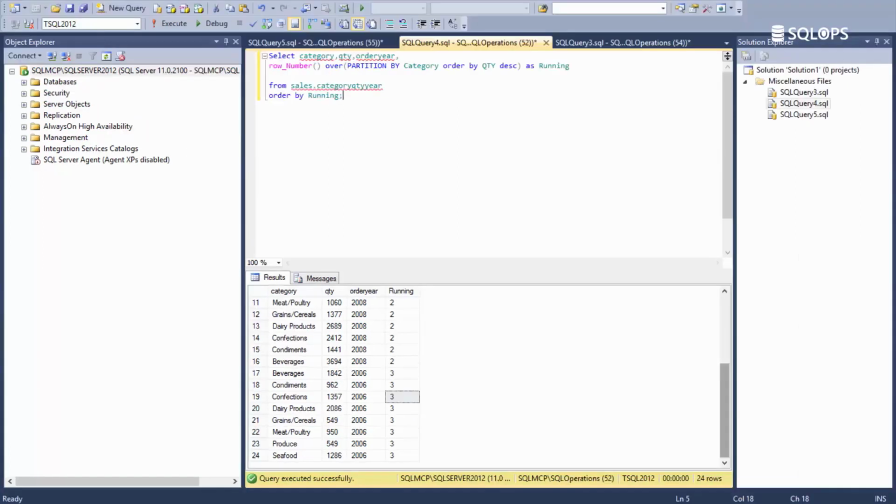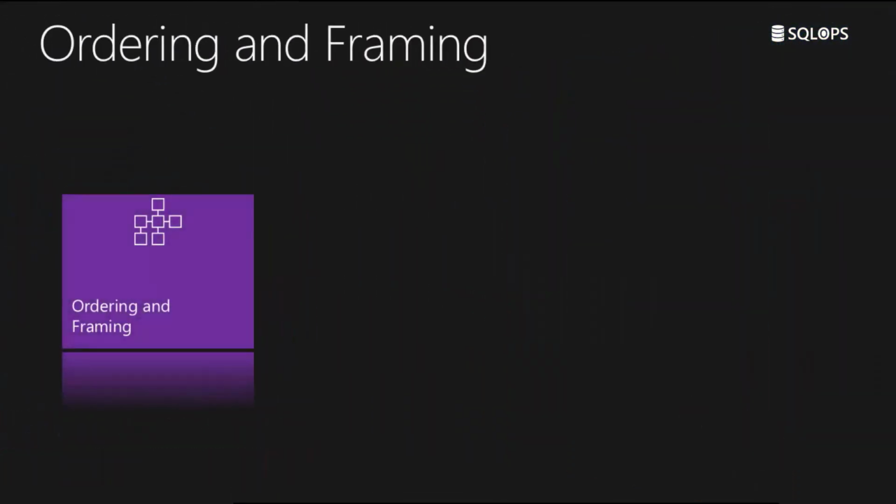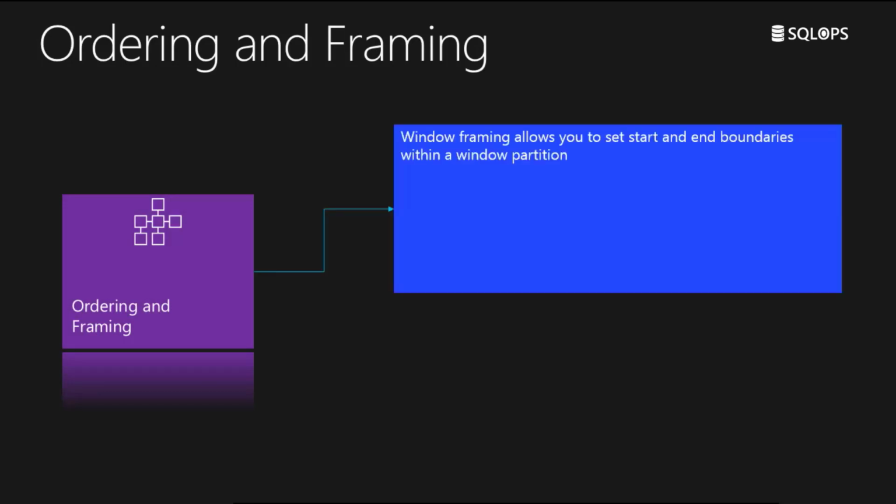Now that we've learned how to partition the windows, let's learn about ordering and framing the windows. As you've learned earlier, window partitions allow you to define a subset of rows within the outer window defined by the OVER clause. In a similar approach, window framing allows you to further restrict the rows available to the window function. You can think of a frame as a moving window over the data, starting and ending at positions you define.